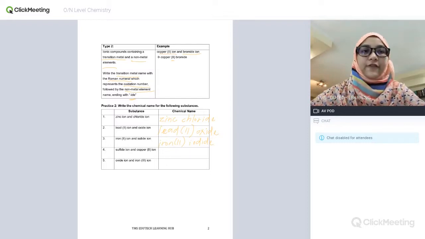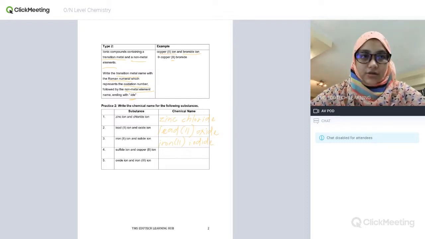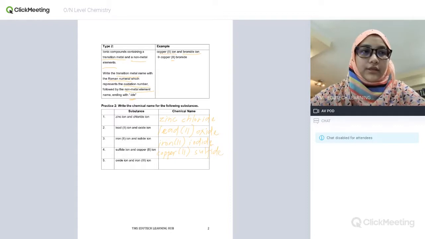Okay, number 4 is sulfide ion and copper 2 ion. The transition metal is copper 2. So we will write copper 2 first. Copper 2 sulfide. Lastly, iron 3 ion and oxide ion. So iron 3 is the transition metal. So that will be iron 3 oxide.